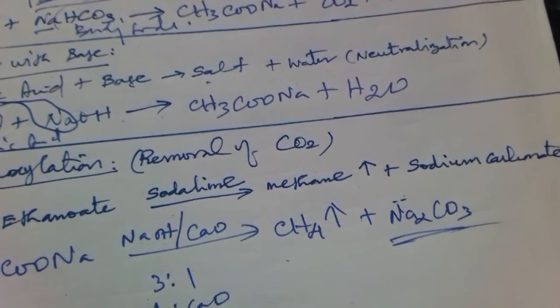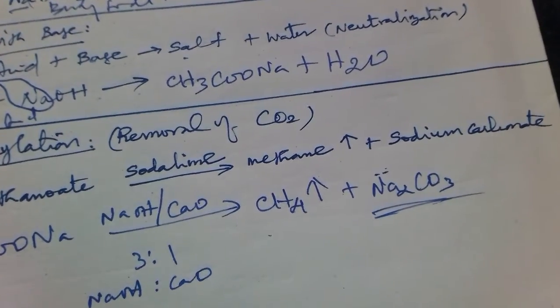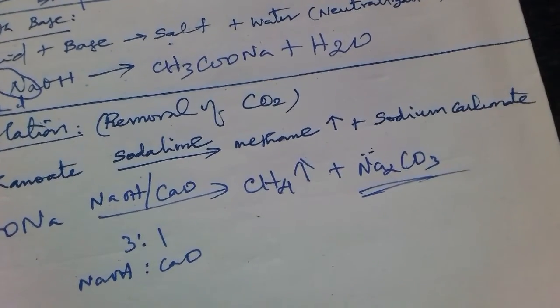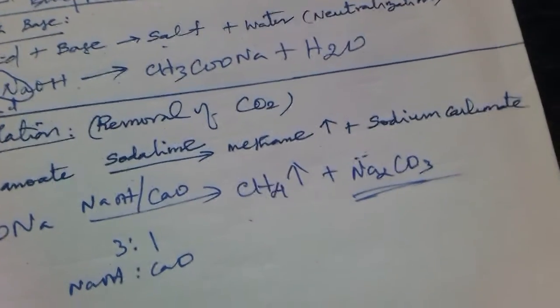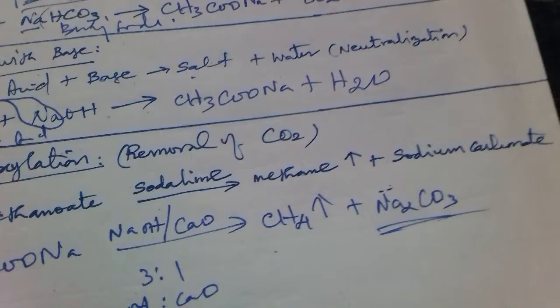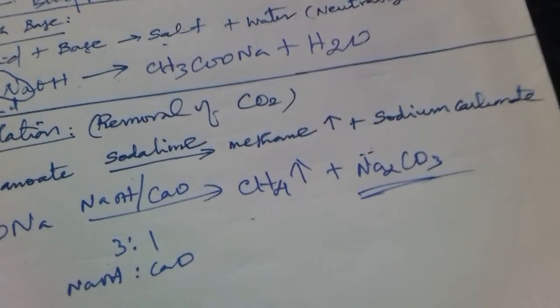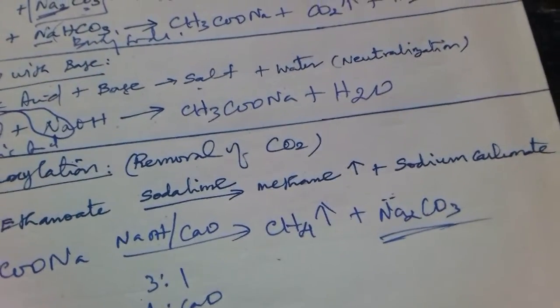Also it is used in the production of pharmaceuticals, that is, in the preparation of medicinal drugs. Also it is used in related medical formulations. So these are the uses of ethanoic acid.